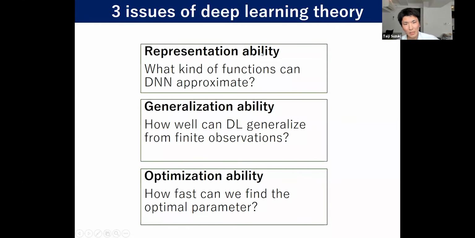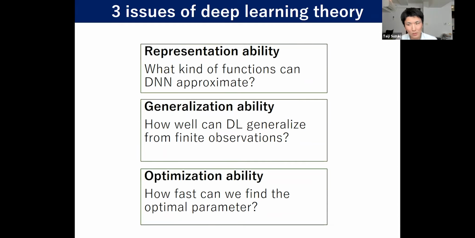In the representation ability, we will investigate the functional approximation ability of neural networks. A deep neural network is a kind of function that represents some input-output relations. For example, in a classification task, the input is an image, and the output is its category. To perform such classification tasks, we need some functional approximations.